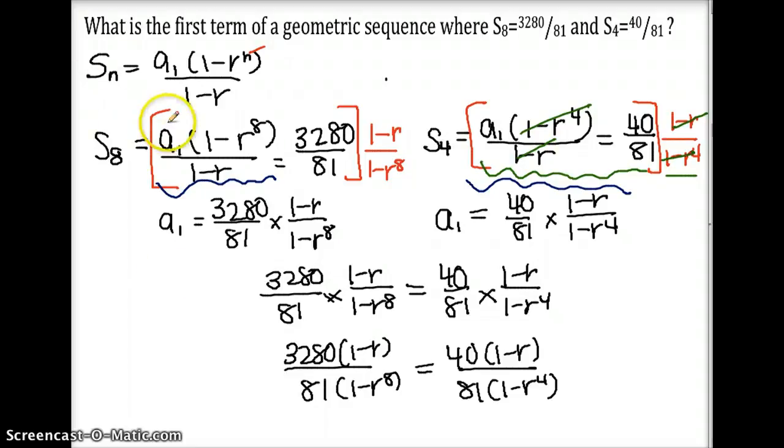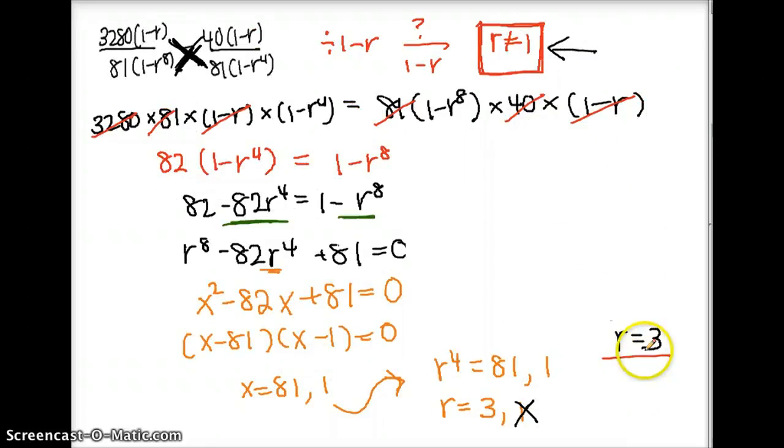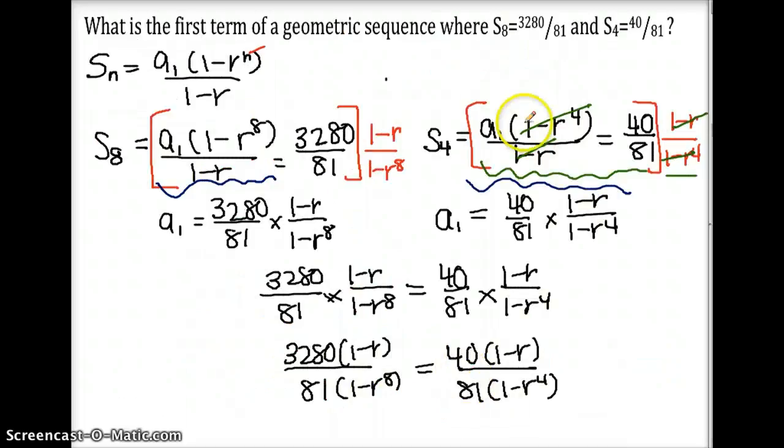So, what I did here was, I need to find the first term of a geometric sequence, and it gives me two different sums. I plugged in s sub 8 into this equation, and I plugged in s sub 4, and I got two equations. Using these two equations I first solved for r, and I got r equals 3. Afterwards I'm going to plug r back into one of these equations and solve for a sub 1 to find the first term of the geometric sequence. I could plug r into either equation, and I'm going to choose this one because r to the power of 4 is easier than r to the power of 8.